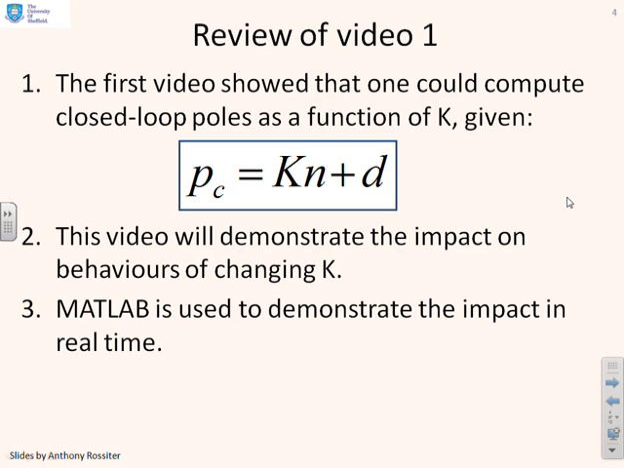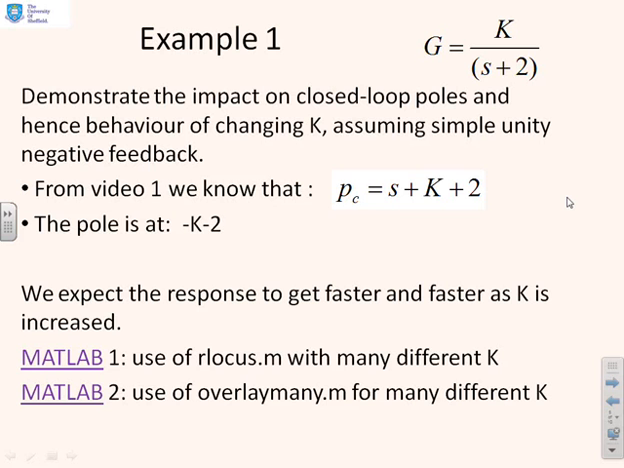Now, what we want to do is look at the behaviours of the system, not just the pole positions, as we change K. We're going to use MATLAB to demonstrate this, because obviously if you want to do lots of step responses, doing it on pen and paper is non-trivial. First example: you'll notice we've got a simple system there, G equals K over S plus 2. What we want to do is change this K and look at the impact on the behaviours.